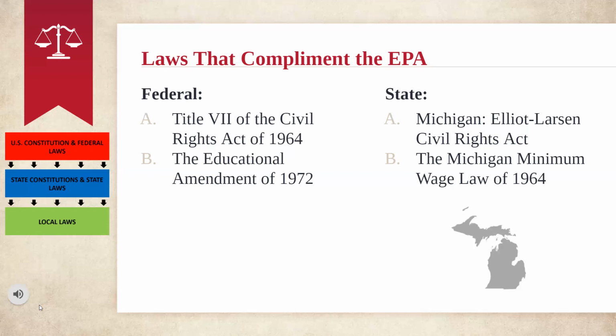So as you can see from this quick summary of these four different laws covered, two of which are at the federal level and two of which are a Michigan-specific example at the state level, the EPA works with and complements other legislation.